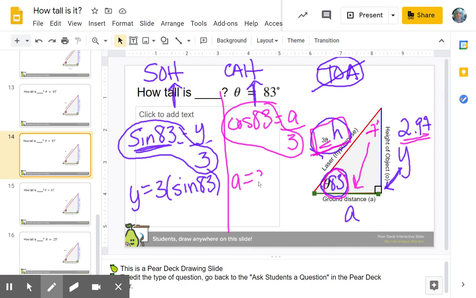So what do we get when we do 3? 2.9 is for sure the height. The height of the triangle is 2.97. And I'm sorry this is such a messy slide. 0.36. That is perfect. Okay.